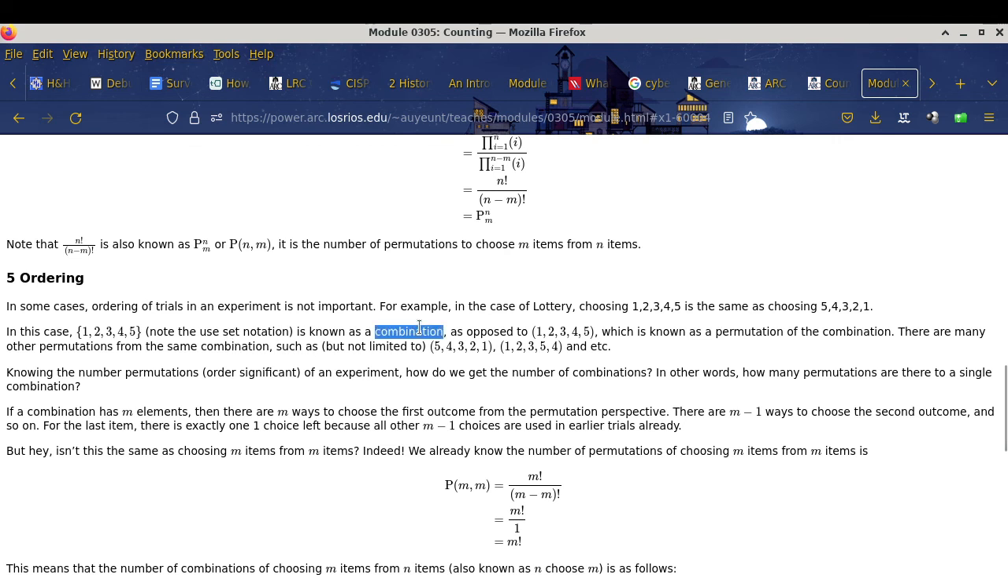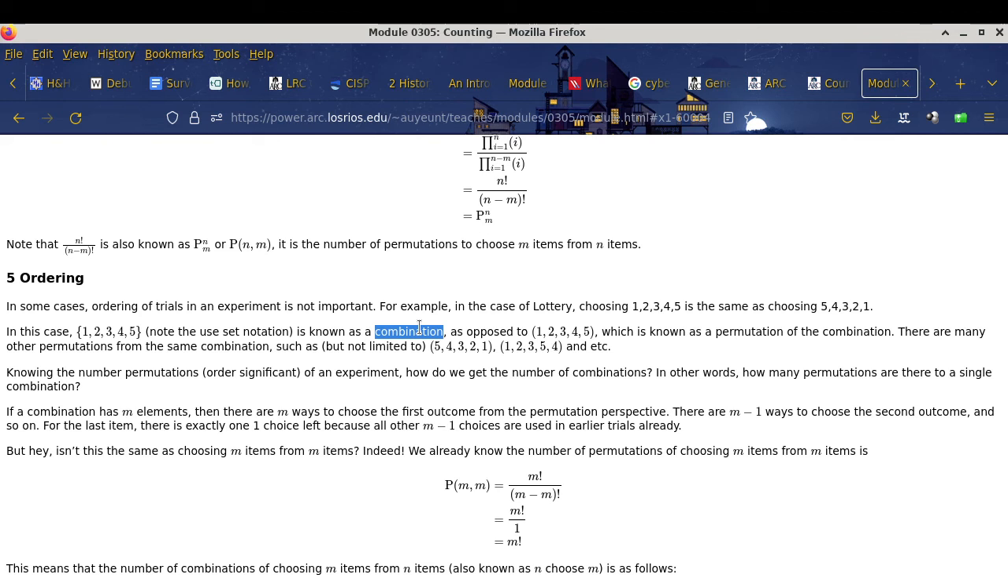In this case, the set 1, 2, 3, 4, 5, note the use of the set notation, is known as a combination. So a combination is different from a permutation, where permutations are ordering dependent, and a combination does not care about the ordering. Okay, is that term understood? What I mean by whether ordering is important or not. So far we have seen 2 examples where in one example the ordering is important, and in the other example the ordering is not important. So we'll first talk about the example where the ordering is not important. That's lotto.